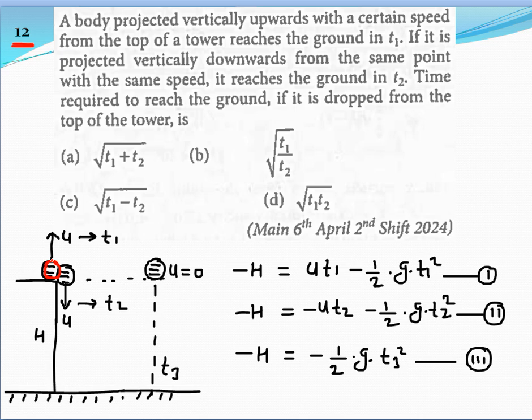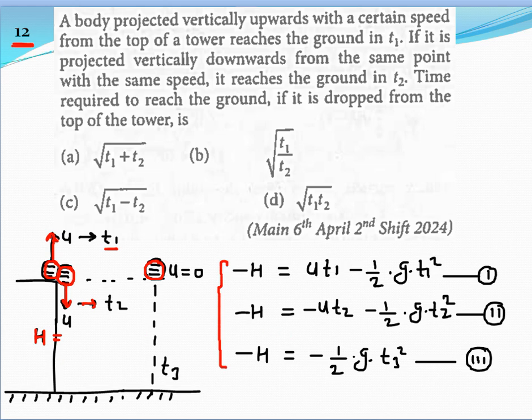A particle is thrown upward with u and takes time t1, and then the same particle is thrown in the downward direction and takes time t2, and the same particle, a third time, just released, takes time t3 in traveling an equal height, or from the same height. We have to find the relation between t1, t2 and t3. So according to these three motions, I have written the equations. You can check it according to the sign convention.